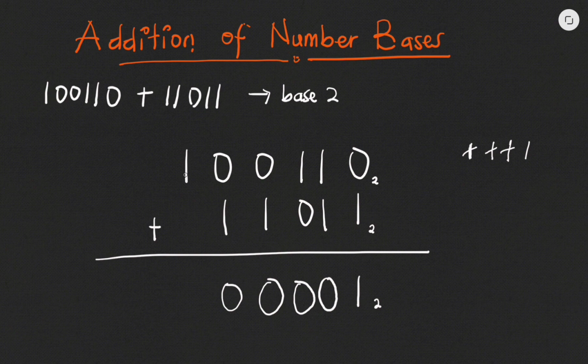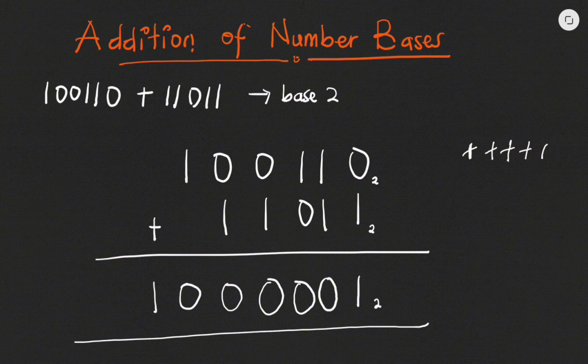Then we add 1 plus nothing over here, which is 1, plus the 1 that we carried is 2. At the same time, 2 will go into that 2 that we got. It will go there once, and it's left with 0. So I write down the 0 over here. Now I have nothing over here to add, so I'll just bring the 1 that I carried over to the end, and this becomes my answer in base 2. So if you add 100110 with 11011, you get 1000001 base 2 as your answer.